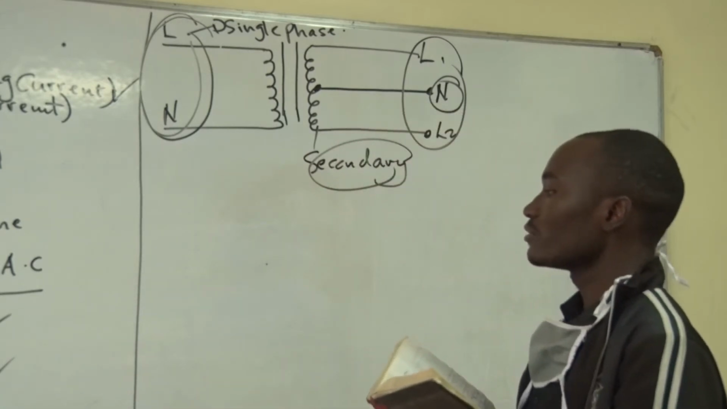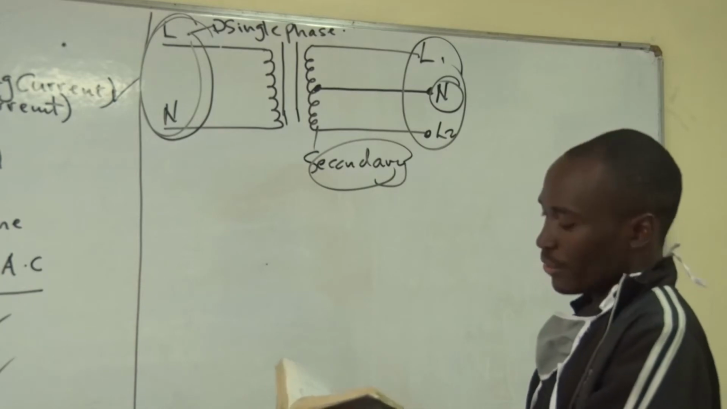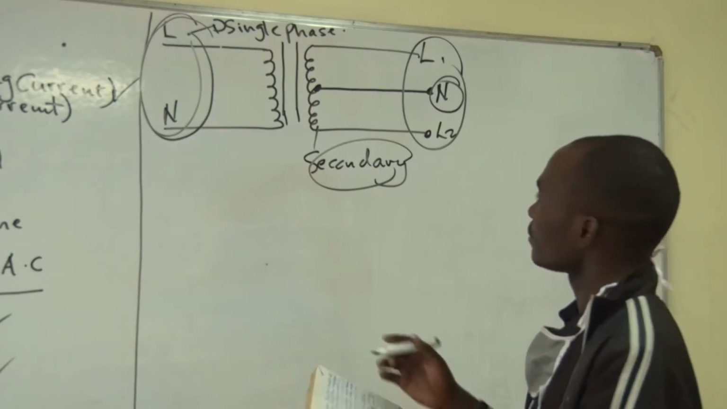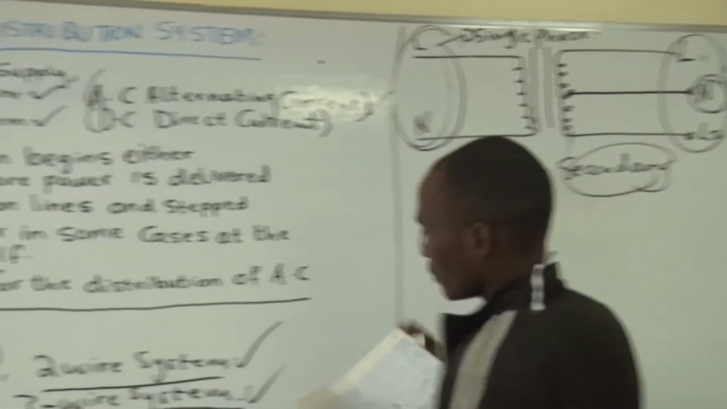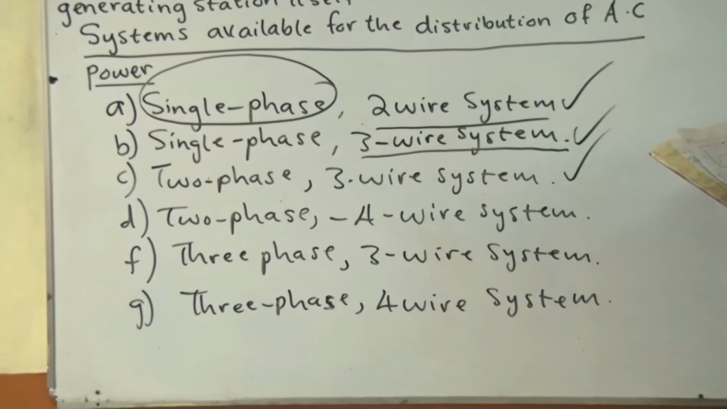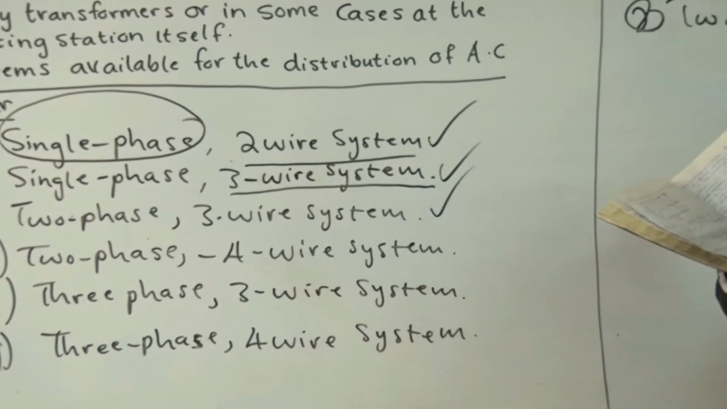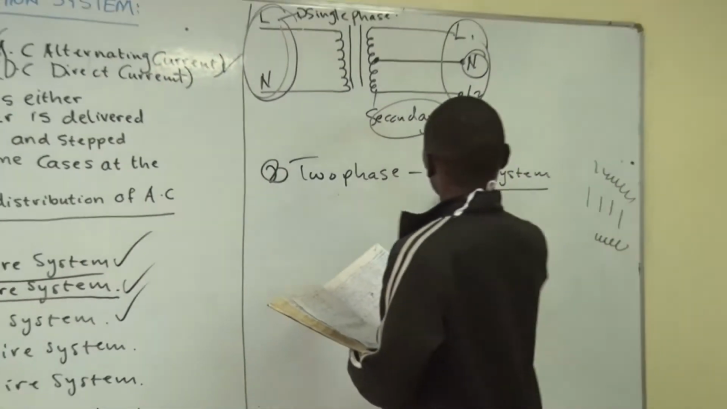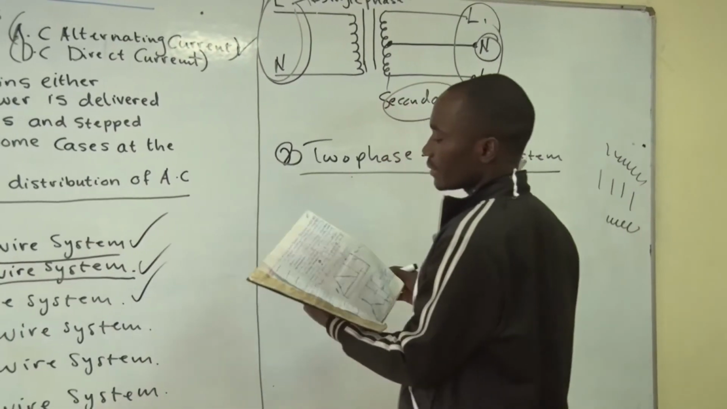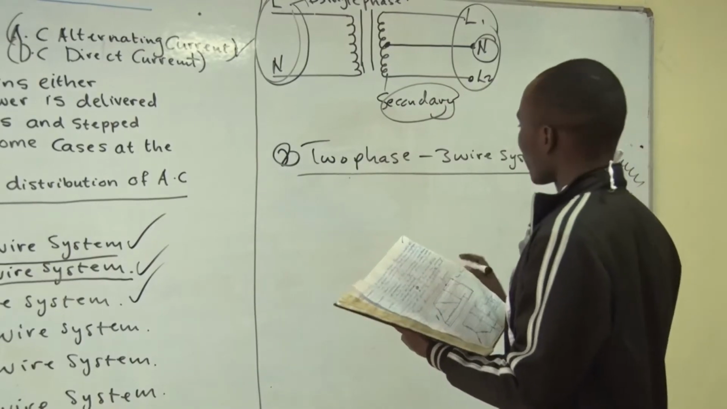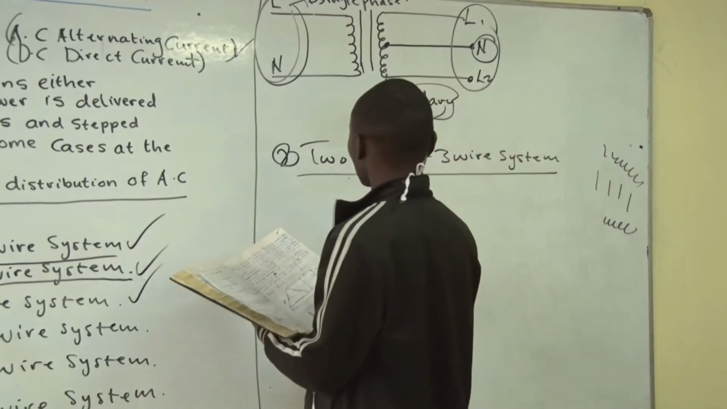Let's go to the 2-phase 3-wire system. When it comes to the 2-phase 3-wire system, this is how it is drawn. For the 2-phase 3-wire system, here we have got 2 transformers, and this is how it is portrayed.